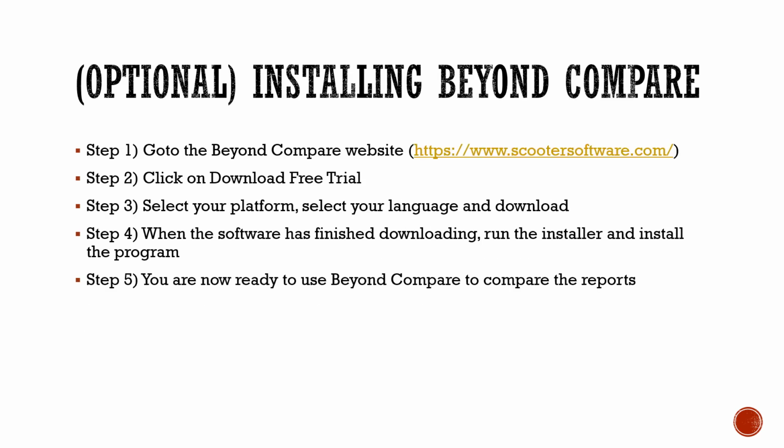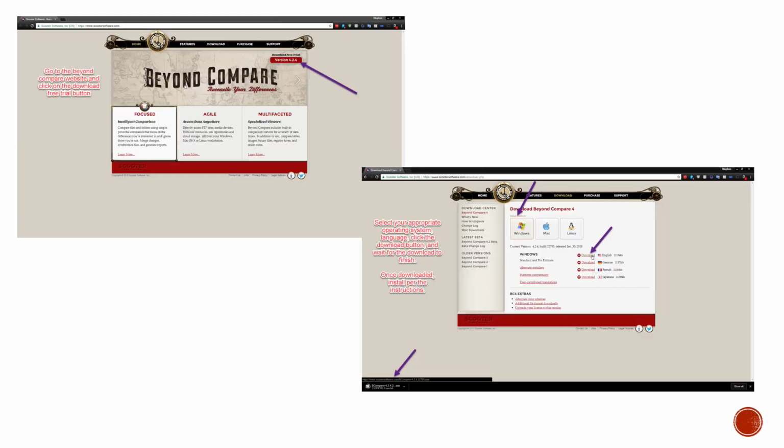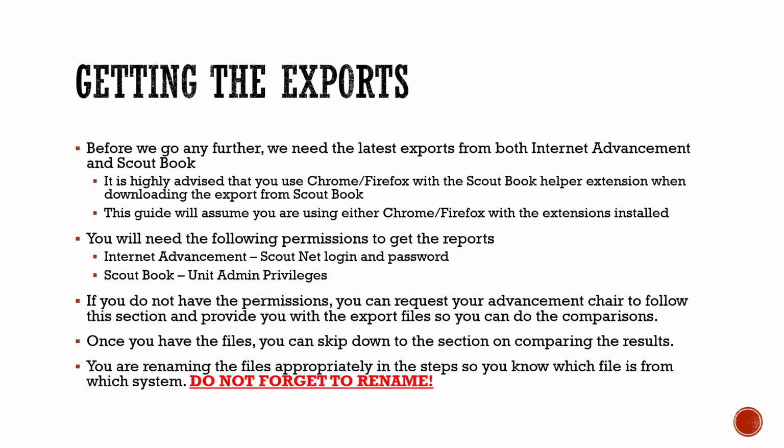So to install Beyond Compare, you go to the website, which is scootersoftware.com, click on the free trial, select your platform, download. When it's finished, we're in the installer, and now you're ready to run Beyond Compare. So pretty simple. You go to the Scooter Software's website, you click on the version 4.2.4, select your operating system, select your Standard and Pro, click on download in the language, and then wait for the download to complete, and then follow the instructions on the screen.